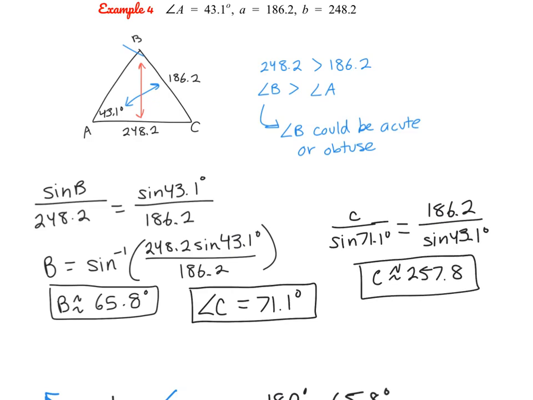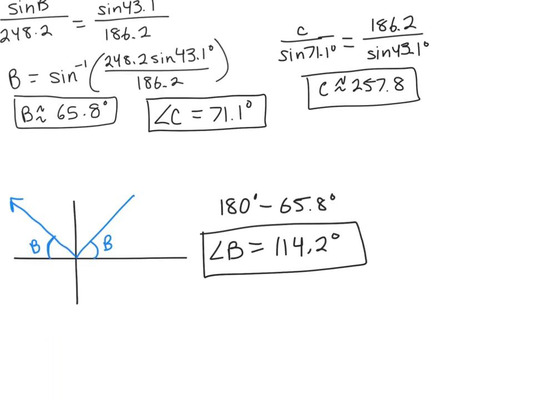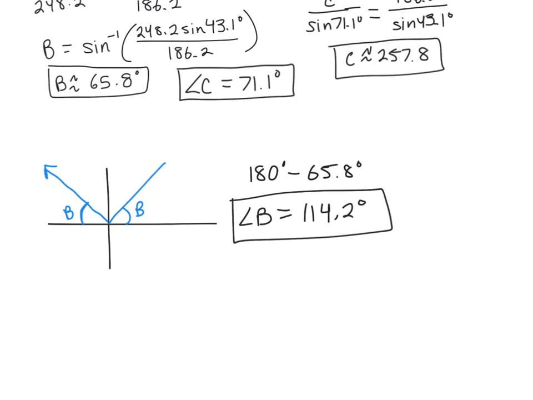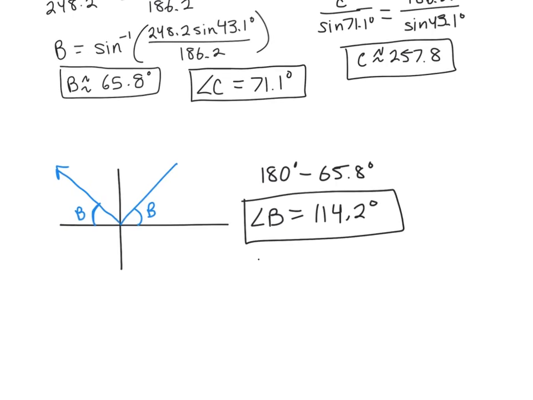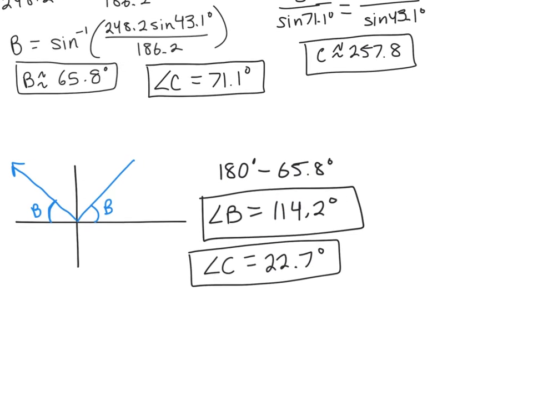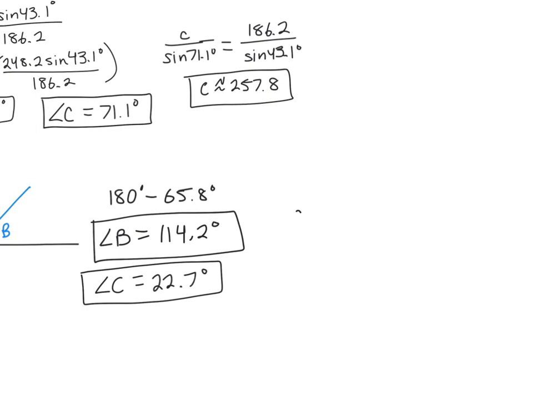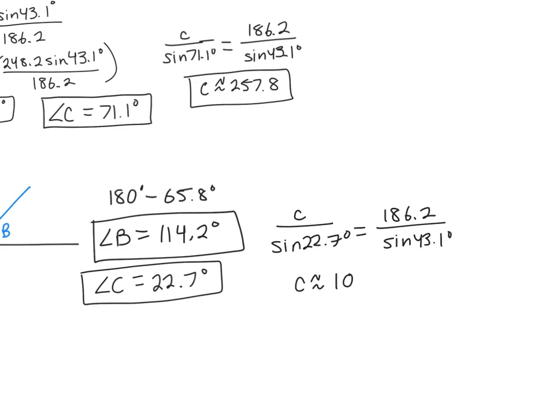And that would give us a side length of approximately 257.8. Now, if I use this other angle for angle B and I do my triangle sum theorem, my other angle C would have to be 22.7. So remember, I use angle B, angle A, which was given, and this would be my new angle C. So now I have a different value for side C. So C over the sine of 22.7 degrees equals 186.2 over the sine of 43.1. So if you plug this into a calculator, you get approximately 105.2.